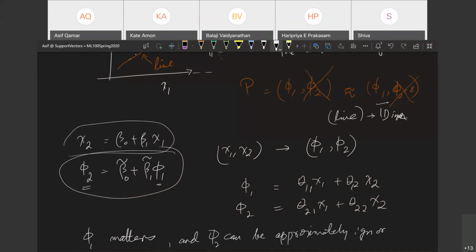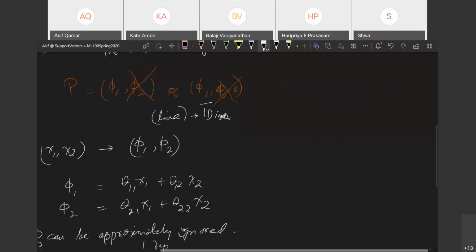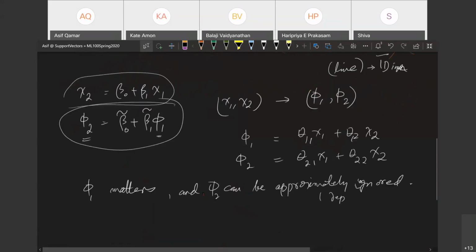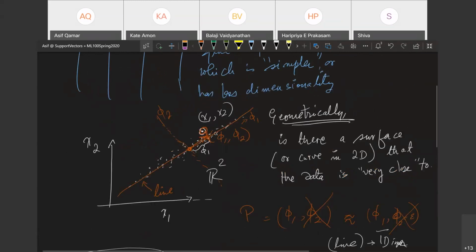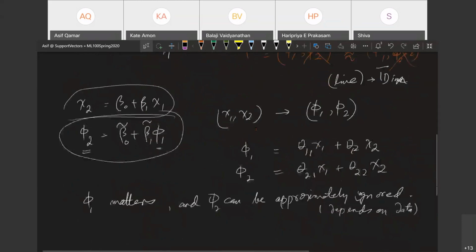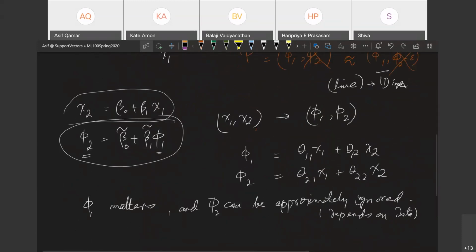It depends on the data. In this particular example of data, it seems to be so, right? It depends on data. But in this particular example, if you look at it, the phi2 values are very small and phi1 captures pretty much the location of the point very well. So the linear relationship still holds. The point is, you just move to a different coordinate system.